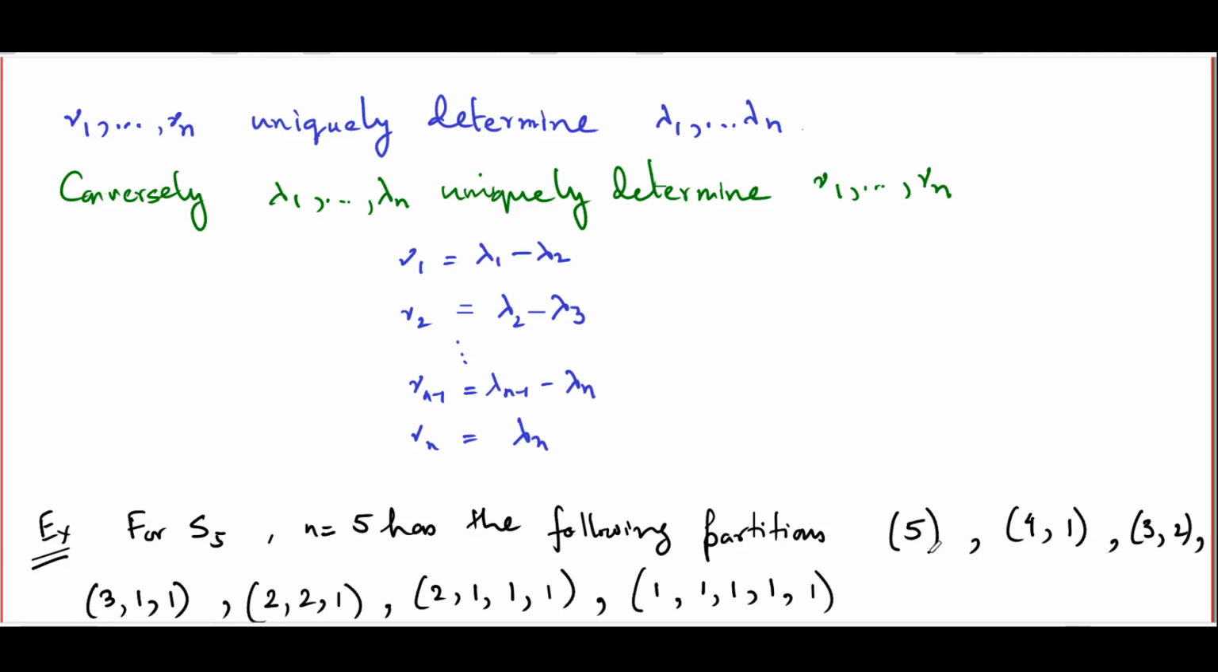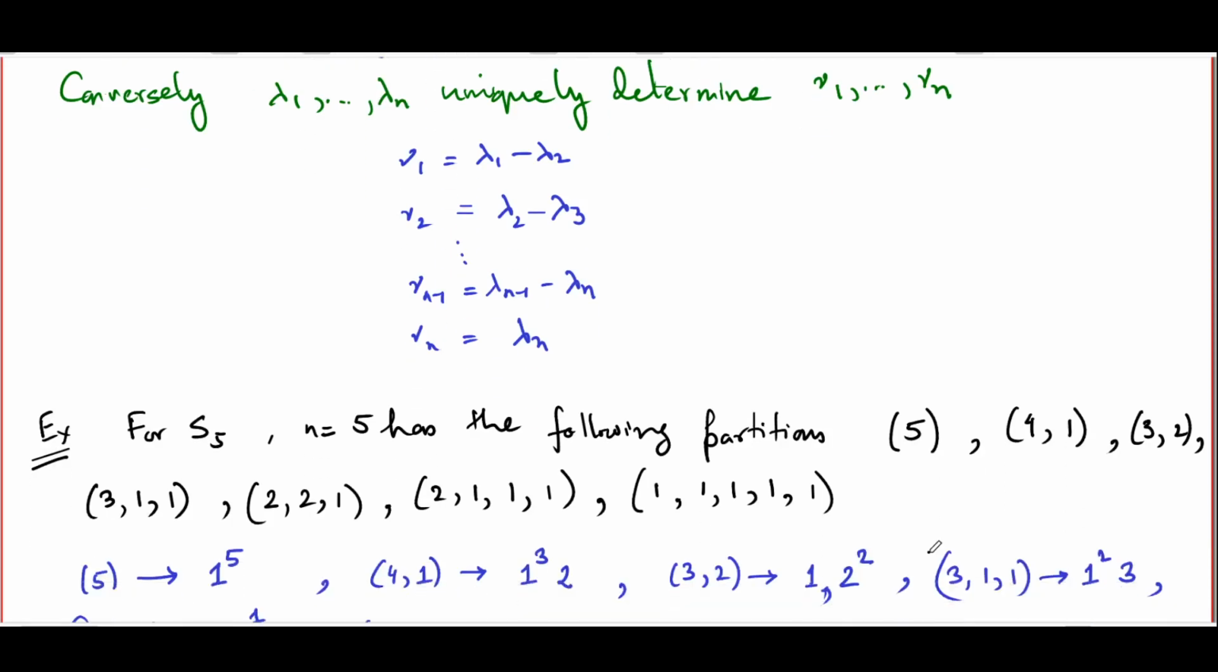So let's illustrate how each of these partitions gives rise to a unique cycle structure. For 5, we have lambda 1 equal to 5, and lambda 2, lambda 3, which are not written, of course 0. So nu 1 is 5 and nu 2, nu 3 etc. are all 0. So this is a situation where you have 5 1-cycles, that is the identity alone as the only element in that particular conjugacy class. Now the partition 4, 1 means nu 1 is 4 minus 1, that's 3, and nu 2 is 1 minus 0, that's 1. So you have 3 1-cycles, 1 2-cycle.